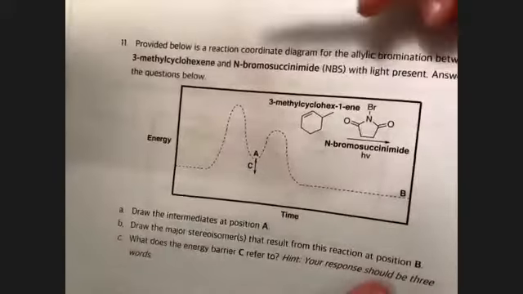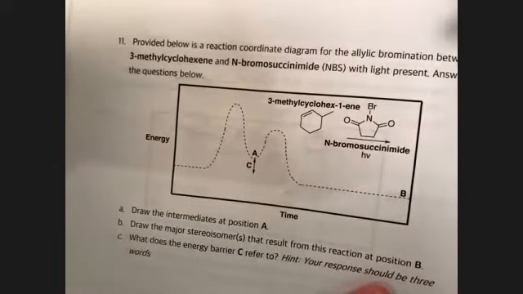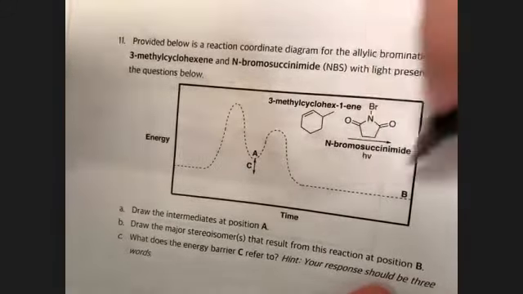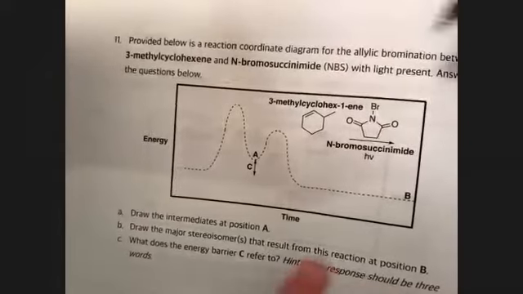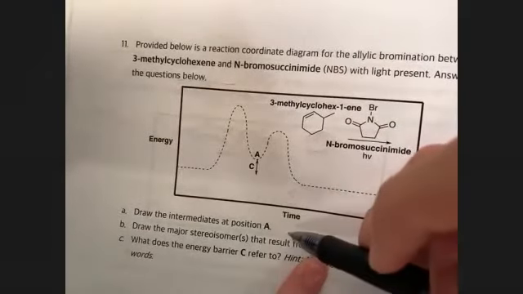Okay, so look at number 11 right here. We see provided below is a reaction coordinate diagram for allylic bromination. Okay, and this is kind of the reaction scheme over here. And they want to know what is our main intermediate at position A.